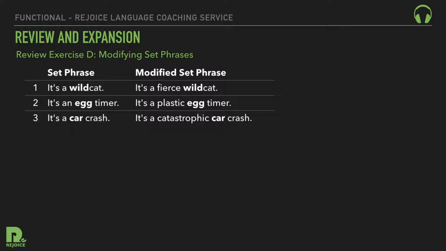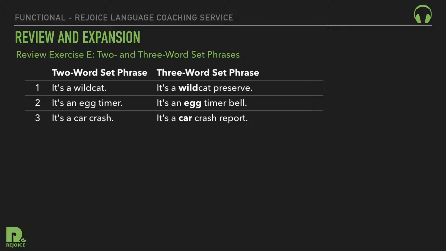Review exercise E. 2- and 3-word set phrases. It's a wildcat. It's a wildcat preserve. It's an egg timer. It's an egg timer bell. It's a car crash. It's a car crash report.